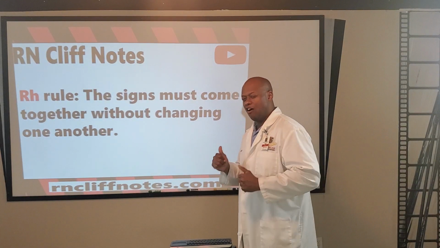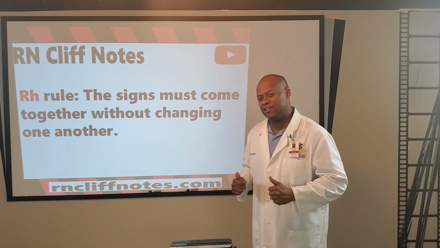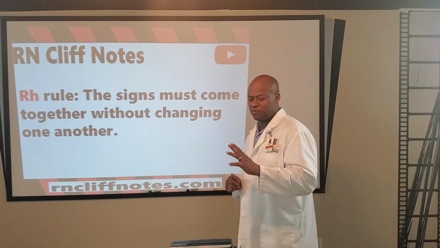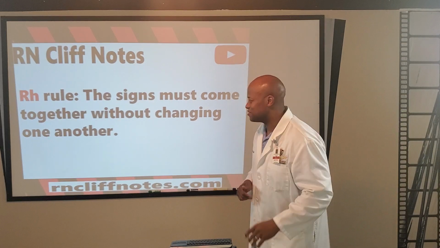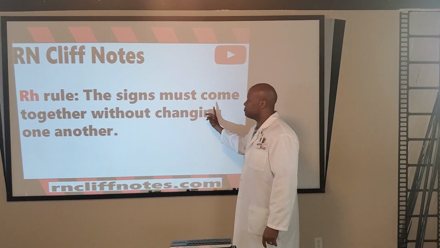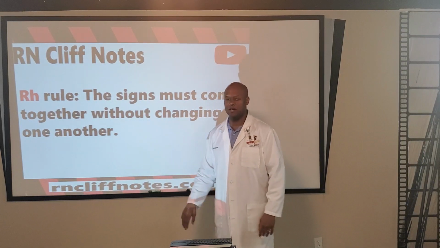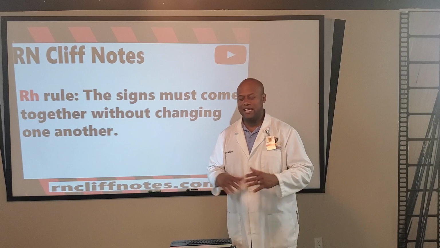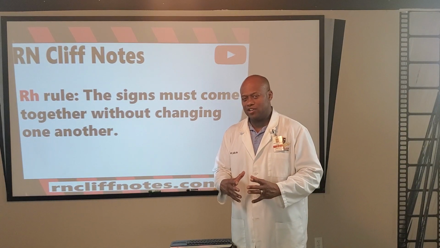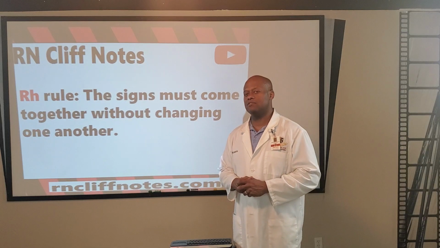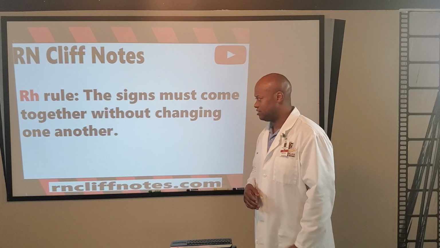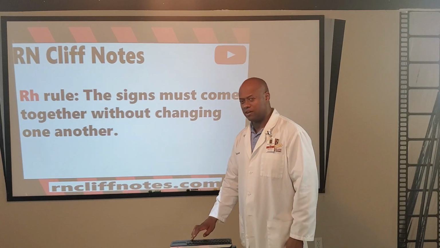So here's the RH rule that I'm going to add in here. I'm going to approach it from 2 different directions. This first one, we'll see how it goes. RH rule: the signs must come together without changing one another. That part is key. We want to be able to bring the signs together, and their general shape should not change, or the shape of the patient's signs shouldn't change.